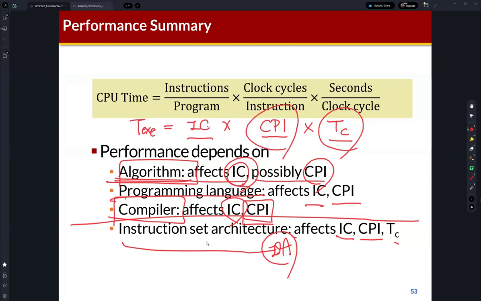CPI is primarily influenced by the architecture, the processor architecture. So by analyzing the performance equation, we can understand how each term influences the performance of a computer system.